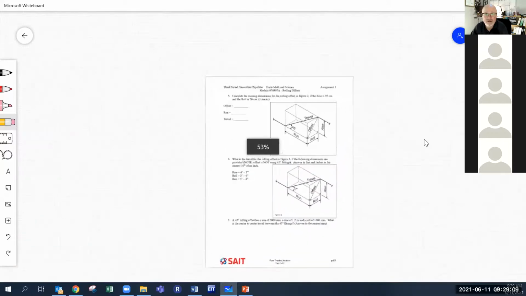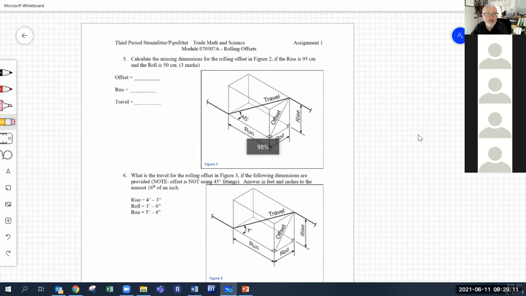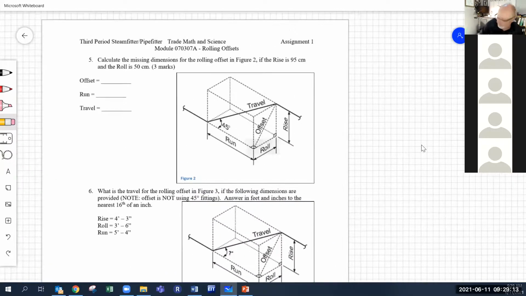I got this sheet right here. We're going to do a couple examples here. So I have 45s in here, right? It says right in here that I have 45s. So having said that, take a minute and see if you can calculate the offset, the run, and the travel. So we have a rise of 95 centimeters and a roll of 50 centimeters.